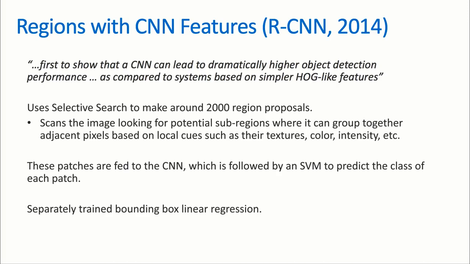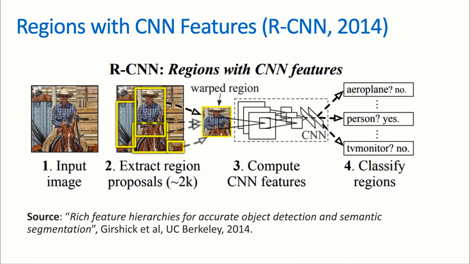They also trained a linear regression model to predict a new detection window given the features for a selective search region proposal. This had the effect of tightening the bounding boxes around the objects.